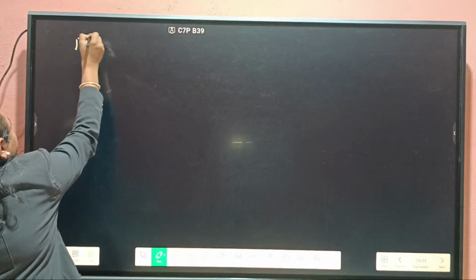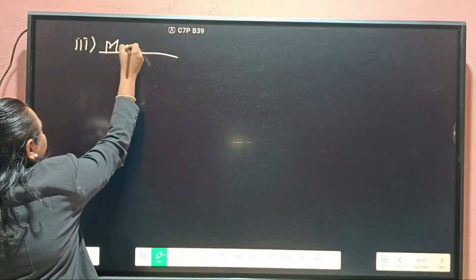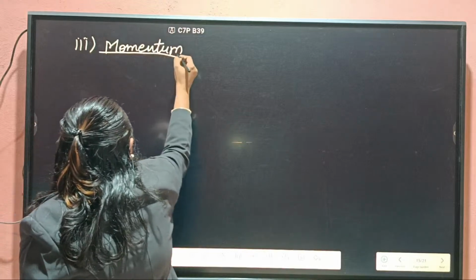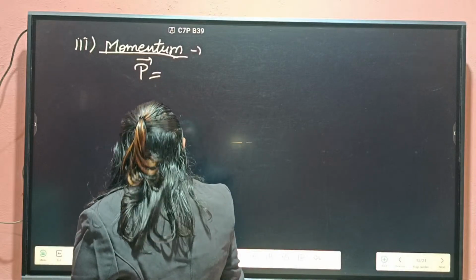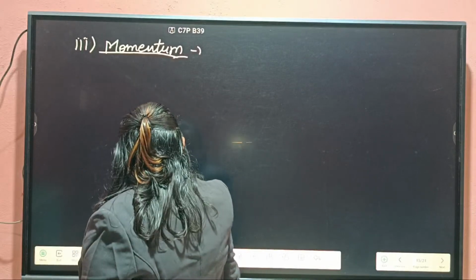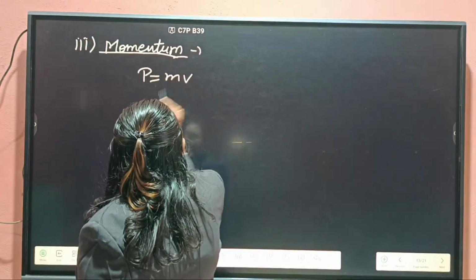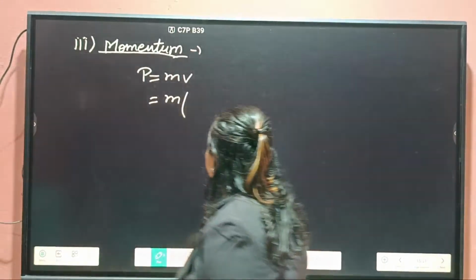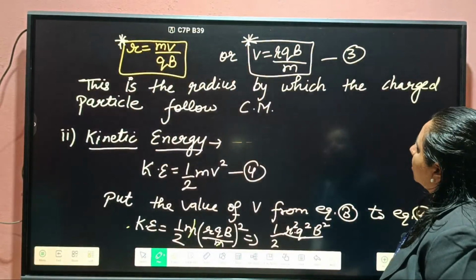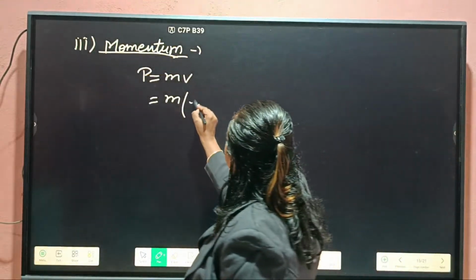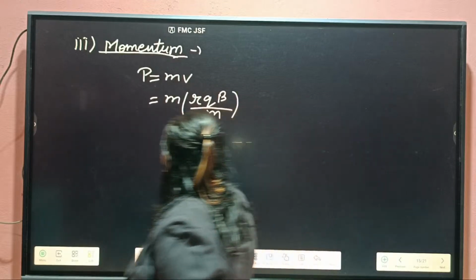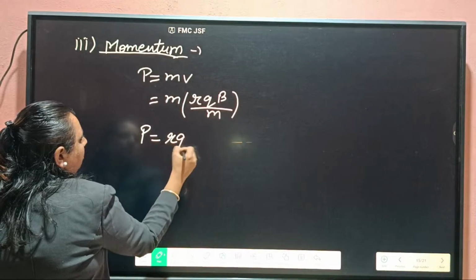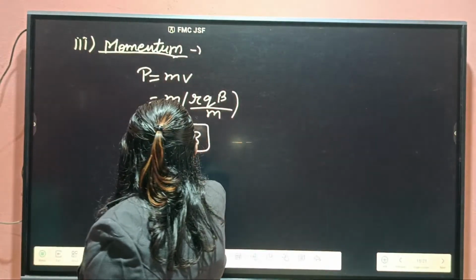Next, momentum. Linear momentum is represented by P. P is equal to mv. If we have to find the magnitude, what is the expression for velocity? R QB over m. M will be cancelled out with m. So P is equal to RQB, right?